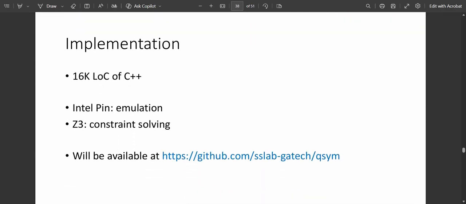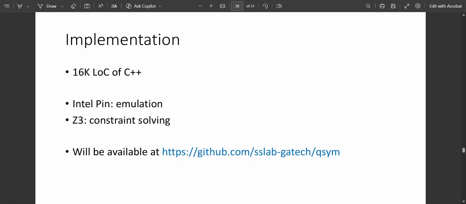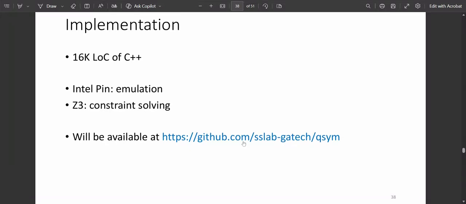And the implementation is 16K LOC of C++ and Intel Pin emulation with Z3 constraint solving. You can get it from this link, as you can see on the screen. It's available on GitHub currently.